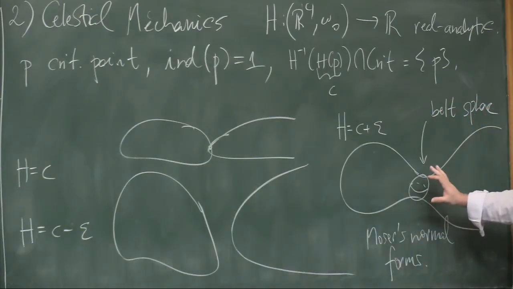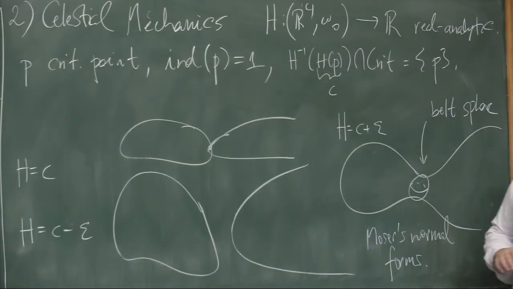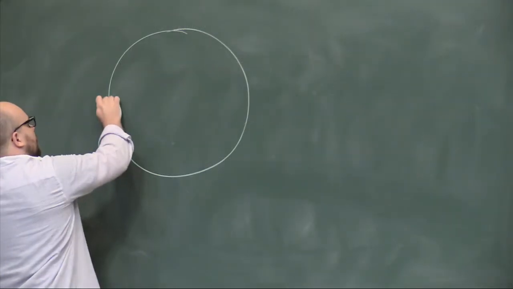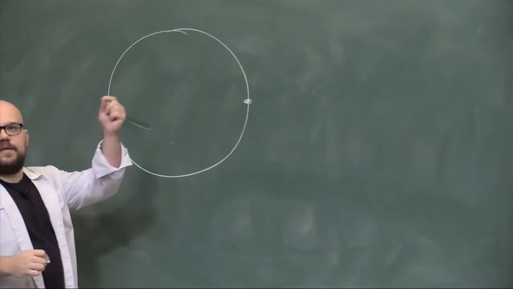And the flow enters through a hemisphere and exits through the other hemisphere. Let me draw a picture of the phase portrait. So this belt sphere is looking like that, at least locally. I'm going to cut the belt sphere in the middle. So my picture is going to be a picture of revolution. My hyperbolic Lyapunov orbit is here in the equator, right, coming in and out of the blackboard.